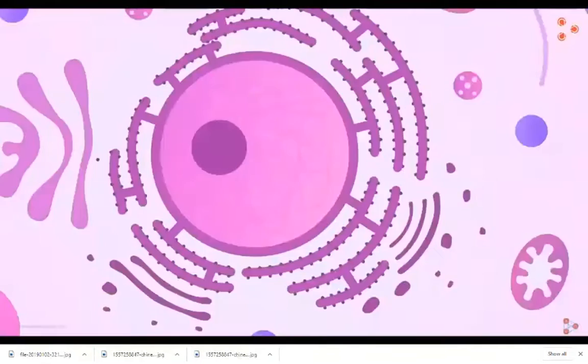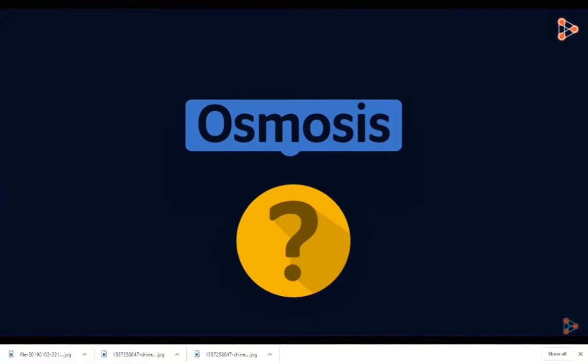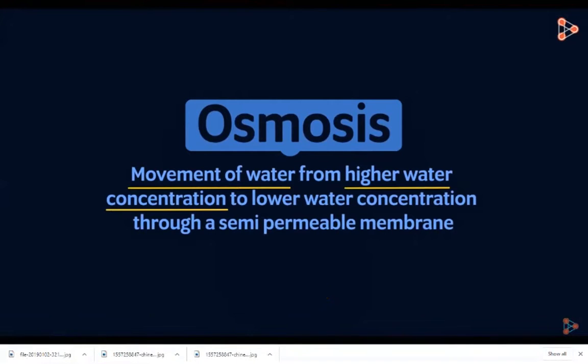Now let's get to know one more interesting concept named osmosis. Have you ever come across this term osmosis? Well, quite often. But what exactly do we mean by this? Osmosis is defined as the movement of water from higher water concentration to lower water concentration through a semi-permeable membrane.